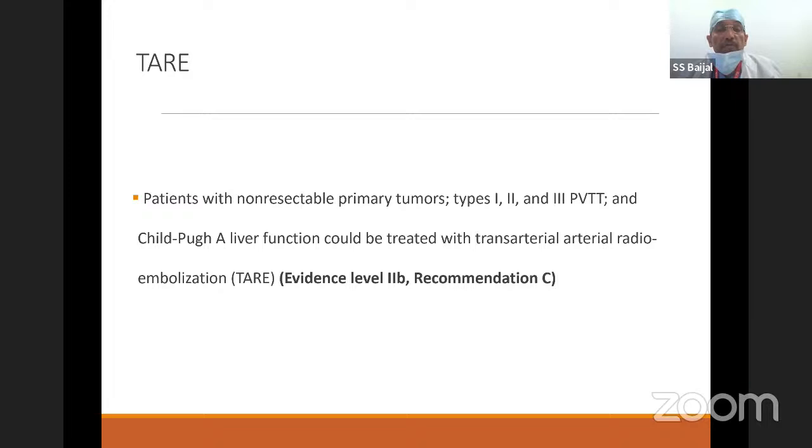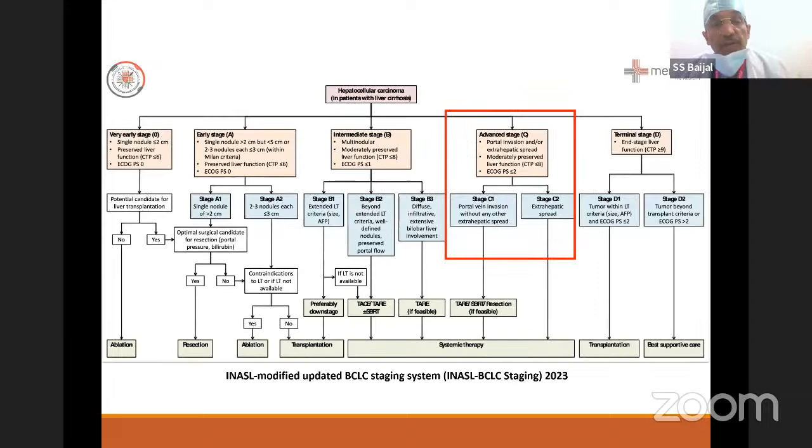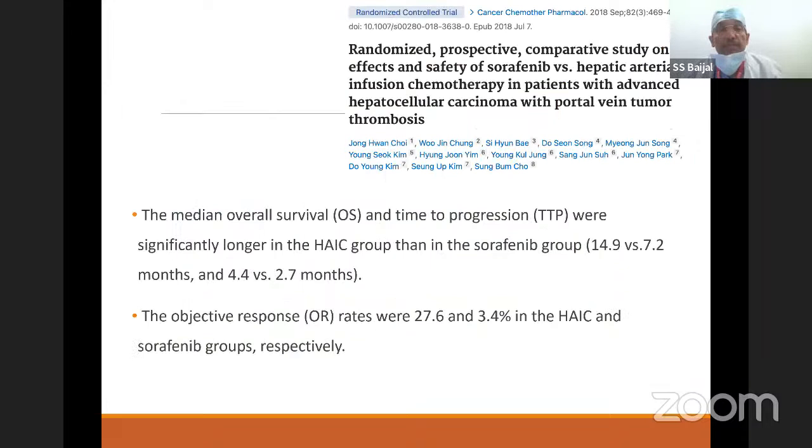And hence, we look at this INASL modified BCLC staging system, which is, I think, just about to be published, in which the advanced stage was therefore broken up into two subgroups, in which there are patients who have extrahepatic disease who go straight to systemic therapy. But in patients who still have liver-centered and just locally advanced disease in the form of PVTT, one should be more aggressive locally and try to achieve tumor control or downstaging for further treatments. And I'll come to that in a little while.